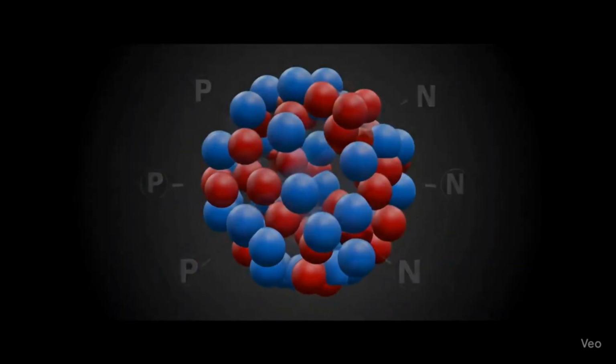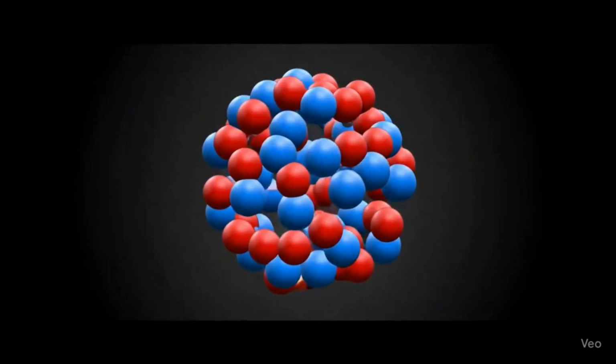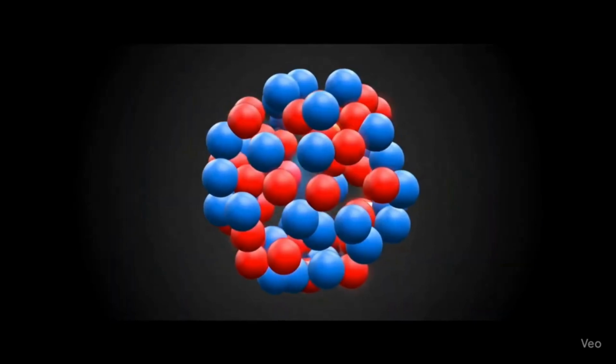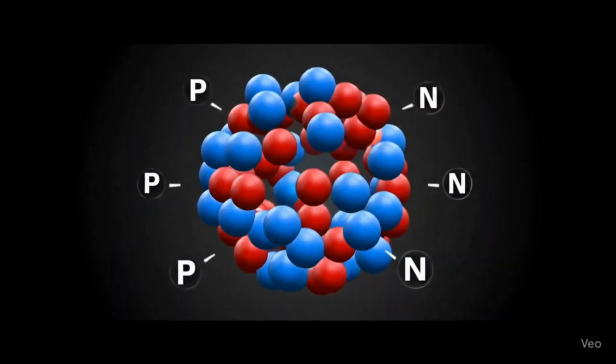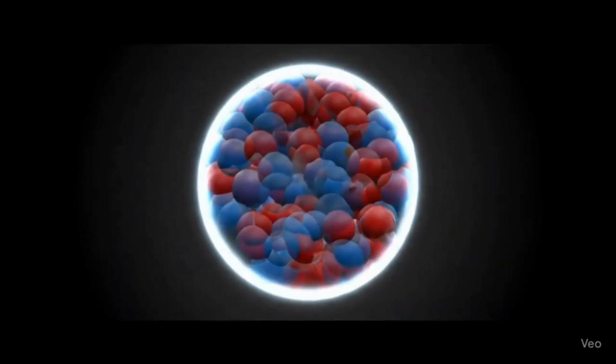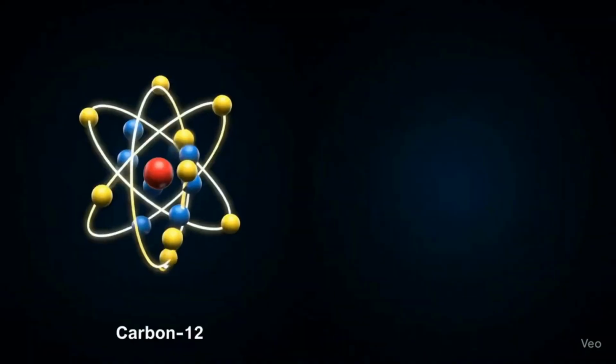For example, carbon typically has 6 protons and 6 neutrons, giving it a mass number of 12. Electrons contribute very little to an atom's mass, so they are usually not included in this calculation.